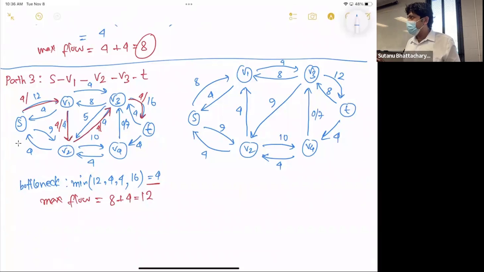Clear so far? So this is after considering path 3. Any questions so far? Okay. So we are done with path 3. Let's consider path 4.